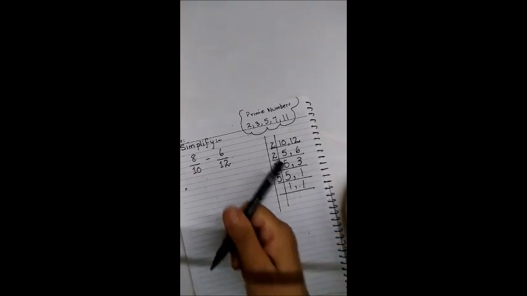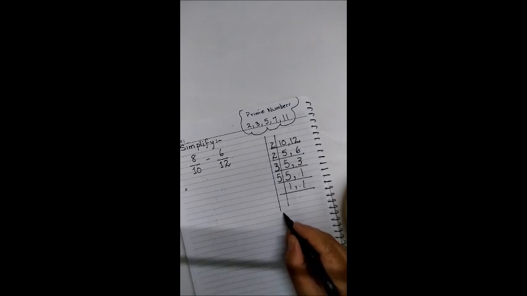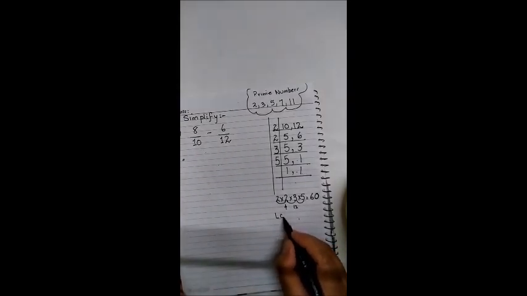So basically, how do you find the LCM? Let's multiply the numbers that are here on the side. 2 multiplied by 2 multiplied by 3 multiplied by 5. 2 twos are 4. 4 threes are 12. 12 fives are 60. So my LCM equals 60.